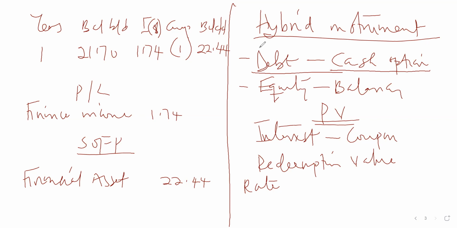Then we come to factoring. Factoring: you are going to sell your debtors to a factor and get money. How do we go about that? Those who are doing financial management, you have learned that already, but just that you didn't learn the accounting side of it.